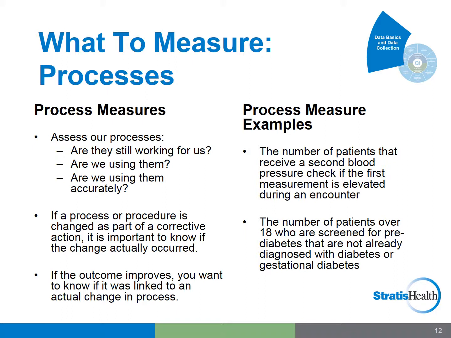If the outcome improves, you want to know if it was linked to an actual change in the process. This is why we make one or a few changes when we test changes using the Plan, Do, Study, Act PDSA tool. Here are some additional process measure examples. The number of patients that receive a second blood pressure check if the first measurement is elevated during an encounter. The number of patients over 18 who are screened for prediabetes that are not already diagnosed with diabetes or gestational diabetes.